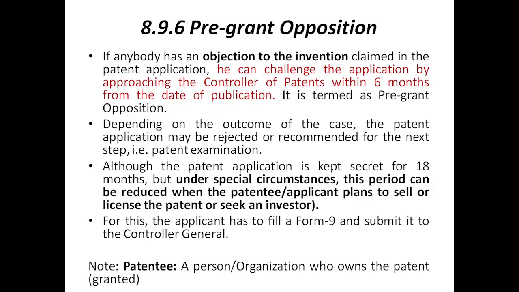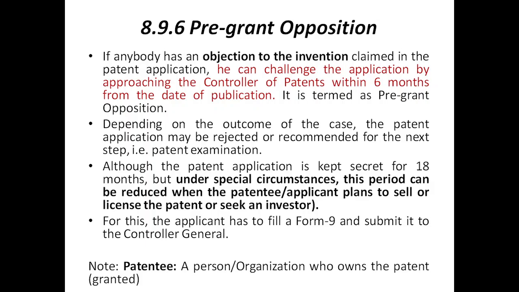Let's take an example: you filed 1.5 years back. Today it is published online, and from today, for the next 6 months, there is time for anyone to object to your patent. If it is not objected to, then it can go to the next step, that is examination. It is termed pre-grant opposition if somebody is opposing.